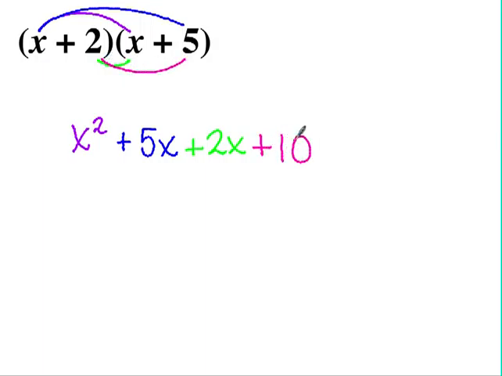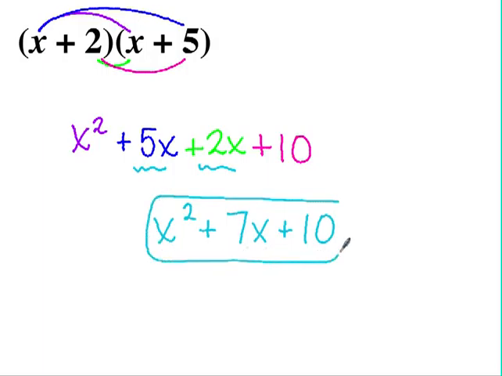Now if you look at that, I can combine two terms. And those two terms I can combine are 5x and 2x. And so my answer will be x squared plus 7x plus 10. And there you go. That is what x plus 2 times x plus 5 is. Questions?